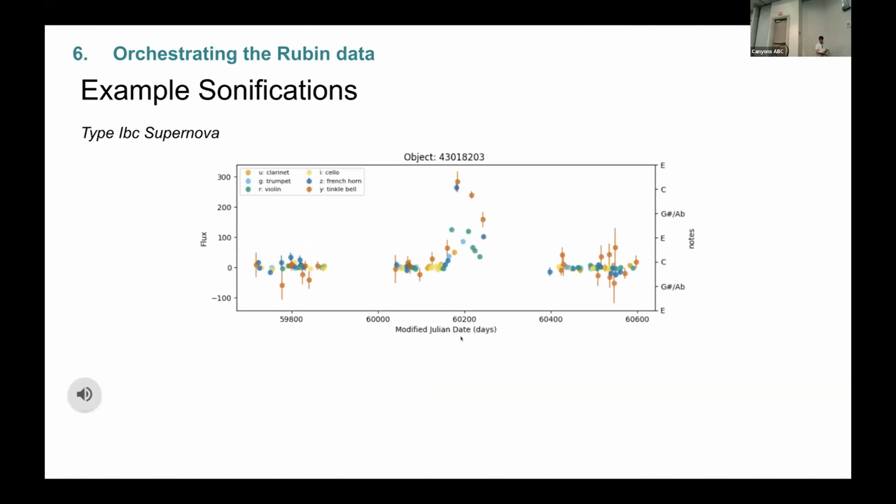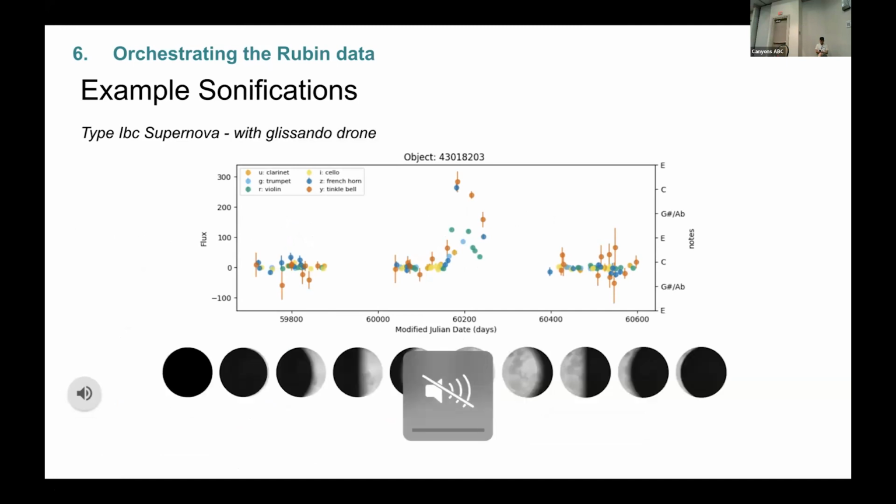And then this is what you hear when you play all six bands together. And then finally, the last piece of the composition is adding a glissando drone in the background that is mapped to the phase of the moon over time.